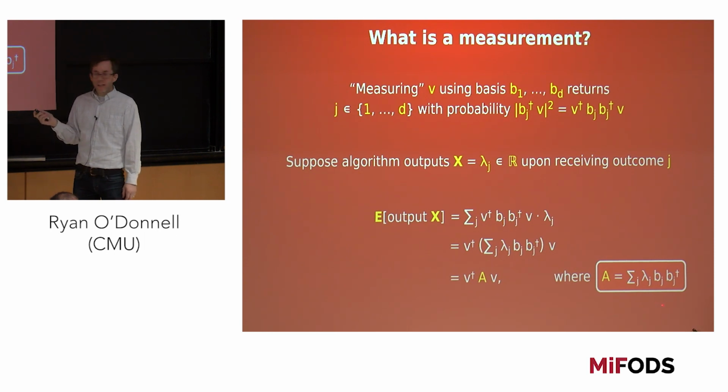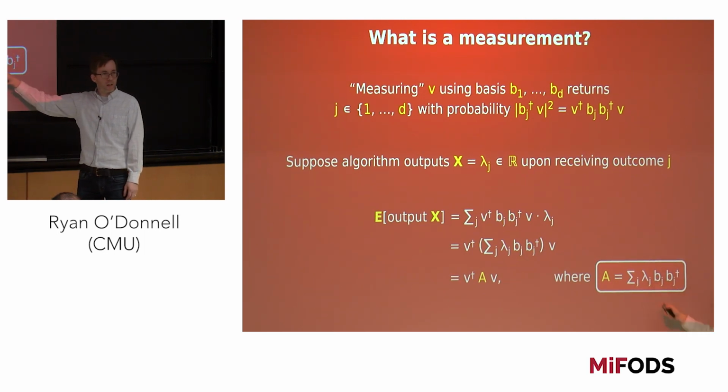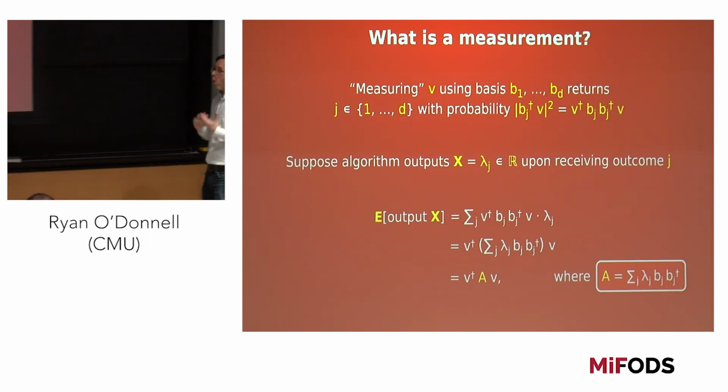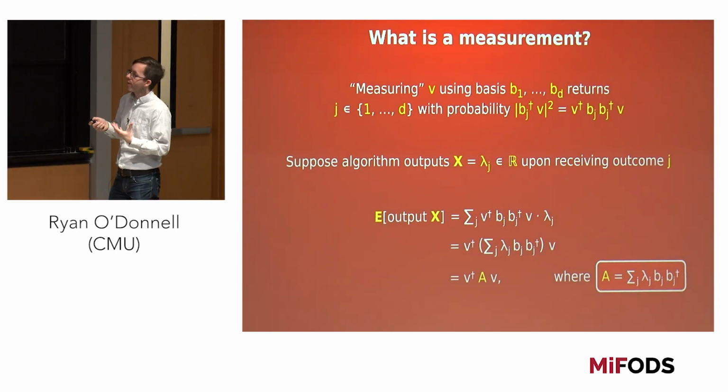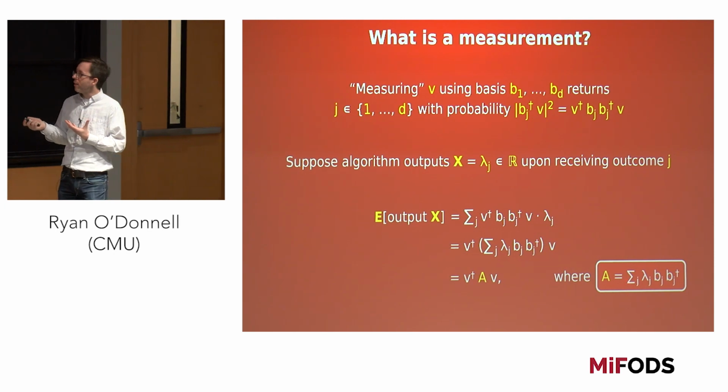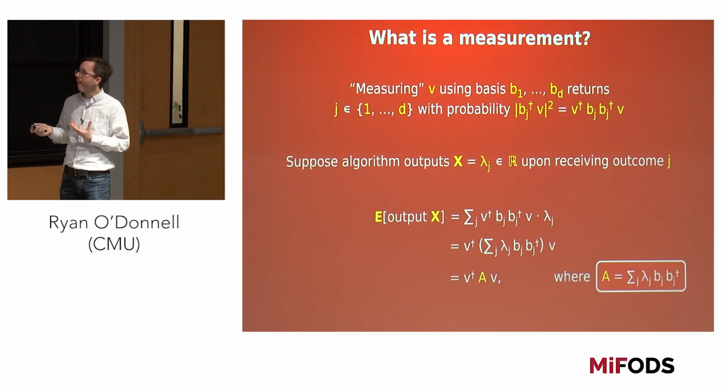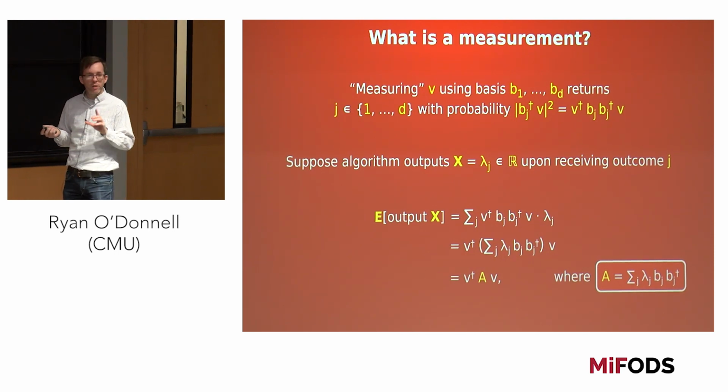And what is A? A is just any self-adjoint matrix, like any matrix with real eigenvalues. These are the eigenvectors, and these are the eigenvalues. So basically, the whole algorithm can be described as follows: the algorithm chooses its favorite self-adjoint matrix A. And when it measures this v, its output is a random variable with expectation v dagger Av.